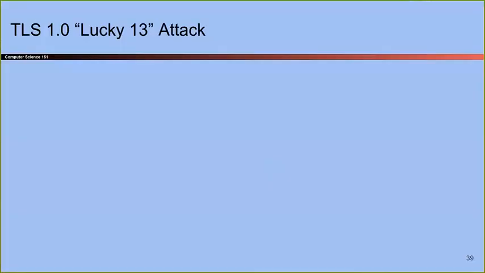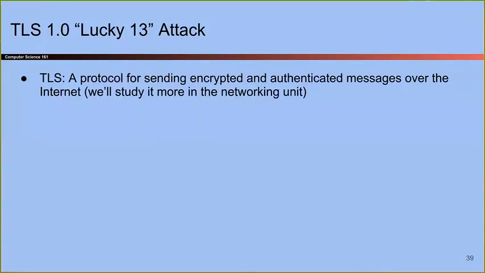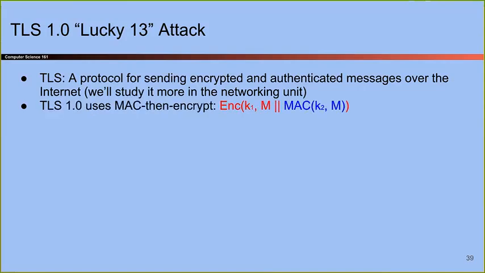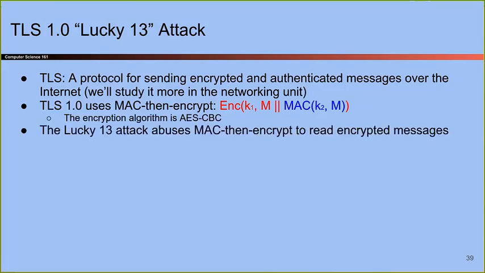An example of a problem like this is called Lucky 13. This one was pretty famous. It happened on TLS, which we'll study later, but for now, all you have to know is it's a protocol for sending messages over the internet. It encrypts messages, it authenticates messages, and this old version 1.0 used MAC then encrypt. This is the bad one, the one that we don't want. And what happened here, the encryption algorithm was CBC, and there was an attack that uses this insecure version of authenticated encryption to read encrypted messages.